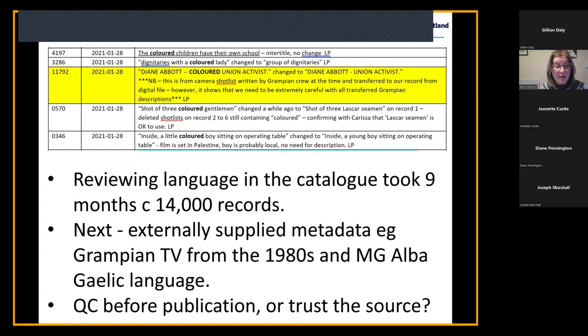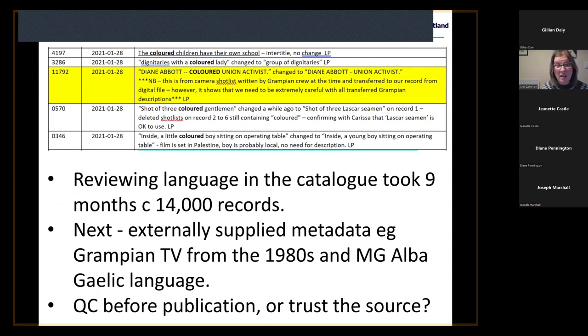So what we have here is, I suppose at the end of all this, we reviewed it. It took us 9 months, and it certainly wasn't a full-time job. It was really as and when we had time. So for 9 months, 14,000 records were checked and changed if necessary.